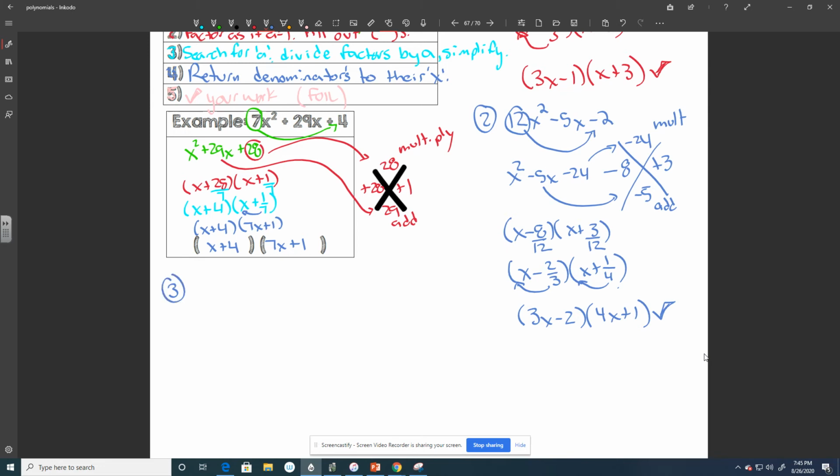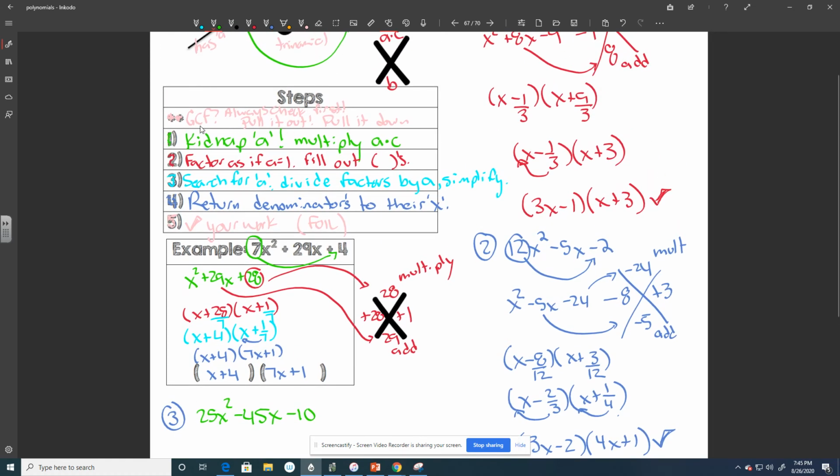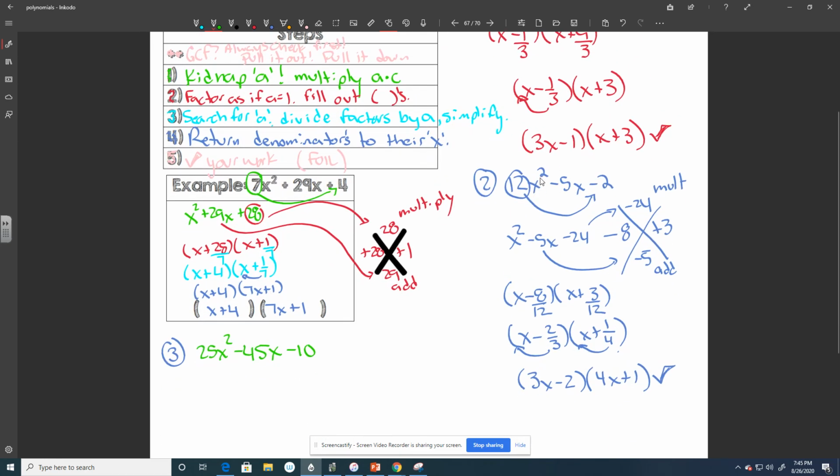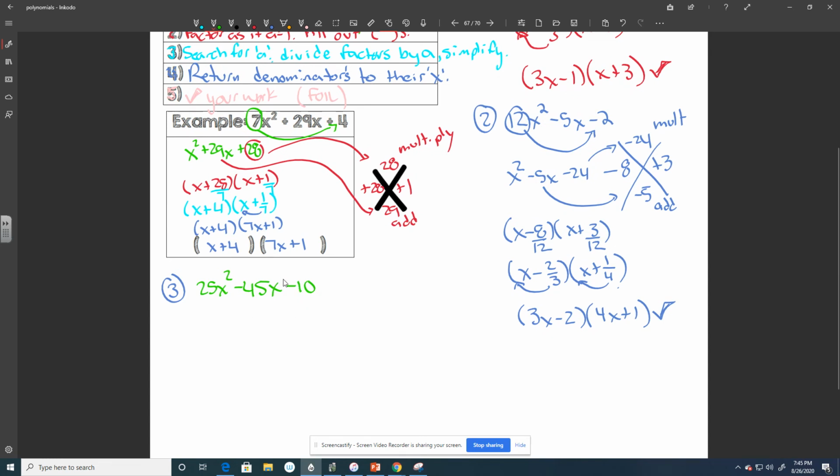Our third example, let's change colors here so that we don't get mixed up with other stuff. Let's go with 25x squared because we haven't done one of these yet. And then let's say minus 45x, and let's take away 10. Now, I told you step 1 is to look for a greatest common factor. We kind of skipped over that up here because we didn't have any. Here, they were all way different. But this one, we actually have a greatest common factor in 25, 45, and negative 10, and it's 5. So I'm going to factor that out.